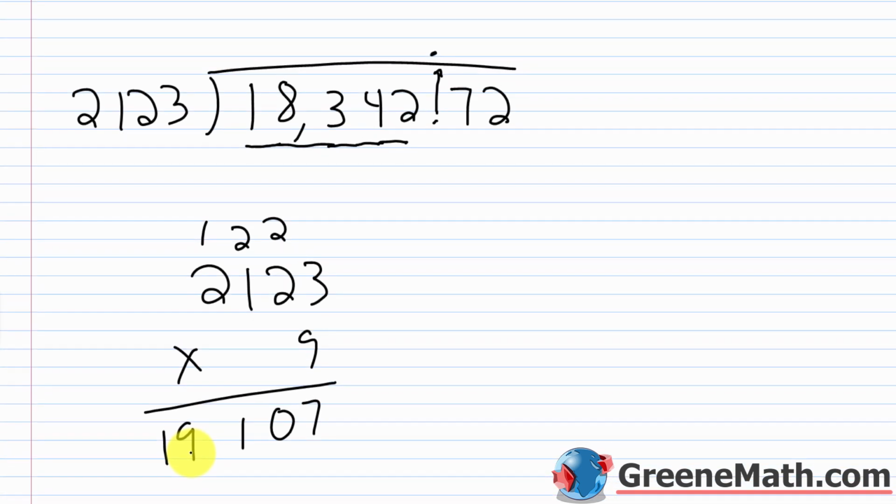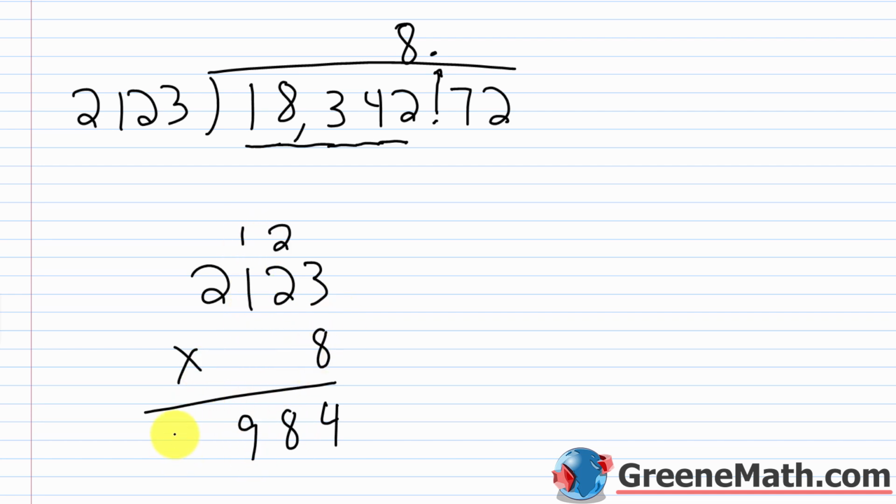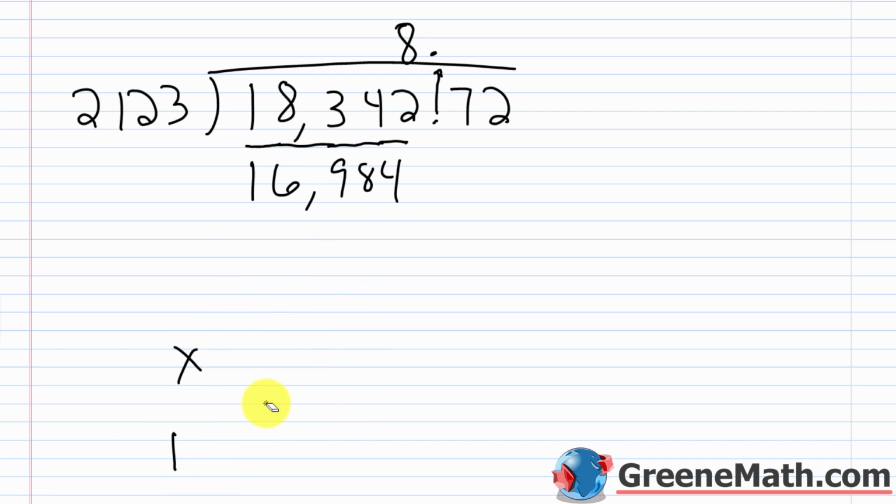So that's 19,107. That's too big. So we're going to go with 8. So I'll put an 8 here. And let's do that multiplication real quick so we can get our product going. 8 times 3 is 24. 8 times 2 is 16, plus 2 is 18. 8 times 1 is 8, plus 1 is 9. 8 times 2 is 16. So I'm going to get 16,984 as my answer there.